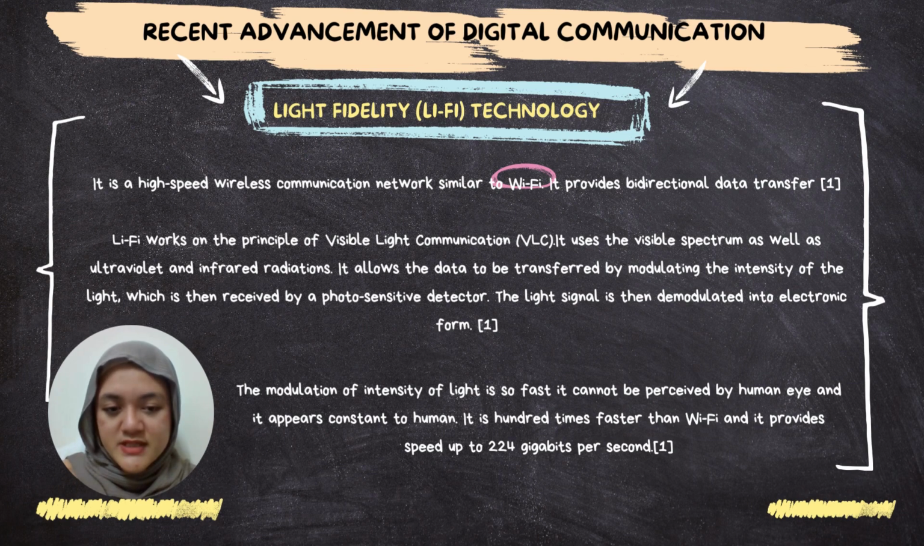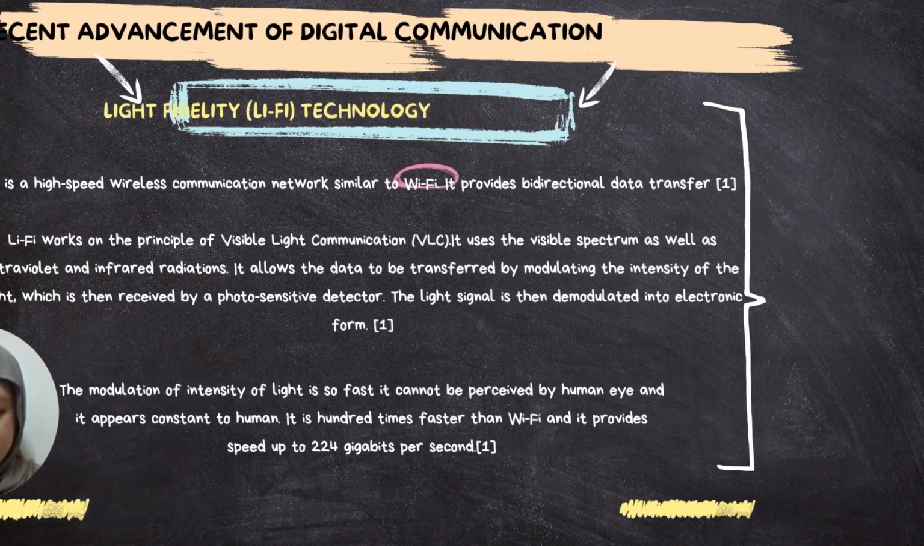The modulation of the intensity of light is so fast that it cannot be perceived by the human eye and appears as constant to humans. It is 100 times faster than Wi-Fi and it can provide speeds up to 224 gigabits per second.